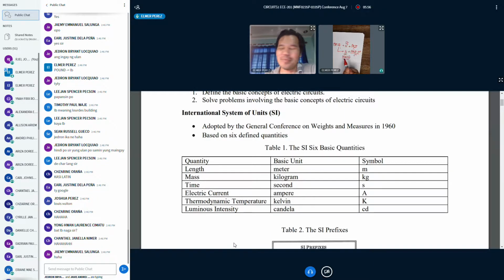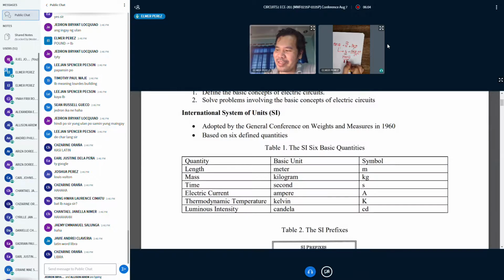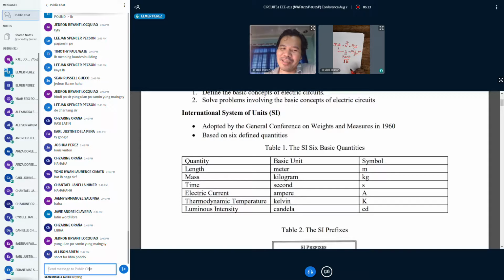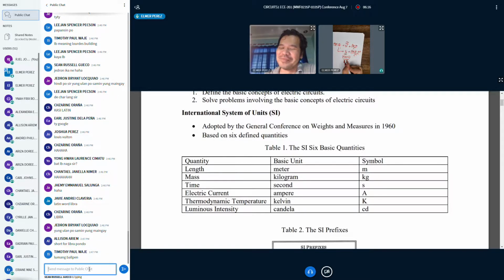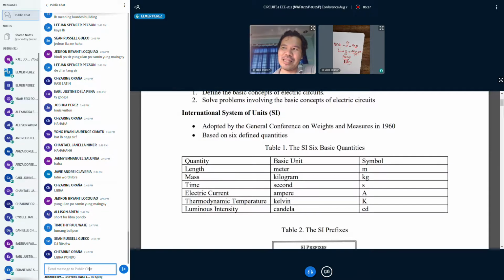Okay, so the answer will be, that is LB. Tama ba? LB. Okay. Ayan. So, noong unang panahon kasi, noong unang panahon, ano bang ginagamit para pang-measure ng timbang? Okay, it's the zodiac sign, Libra. So, ang pounds ay nanggaling siya sa Libra. LB.